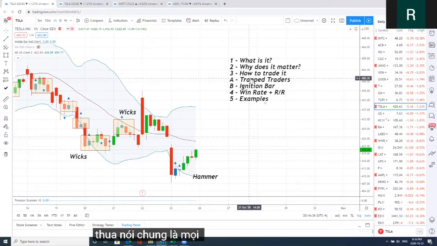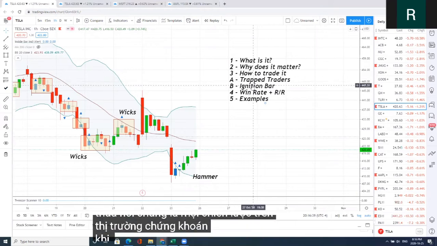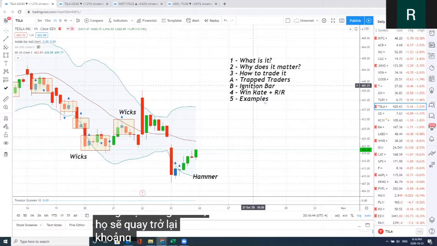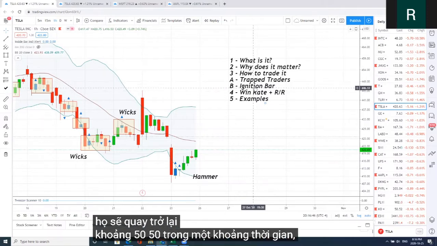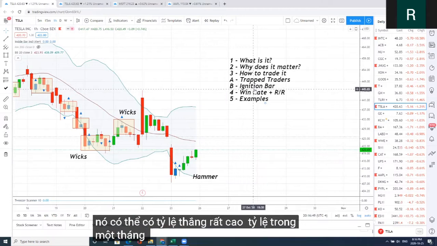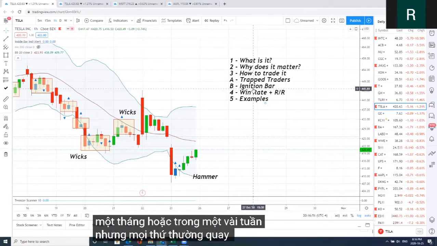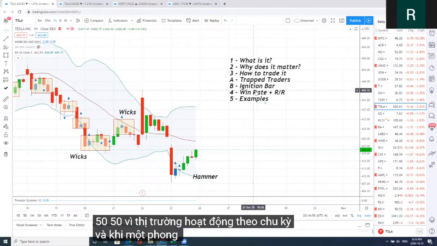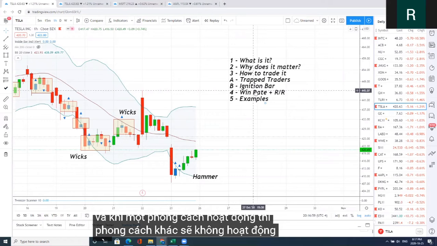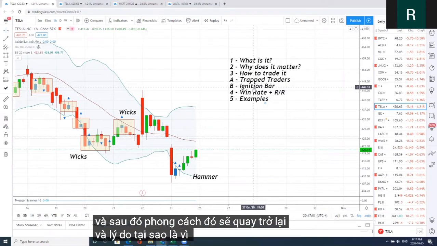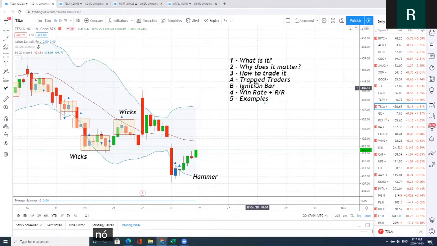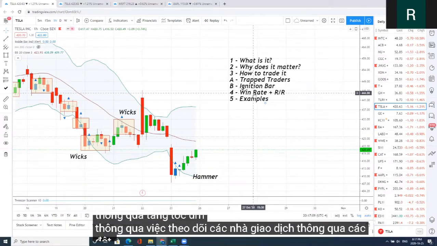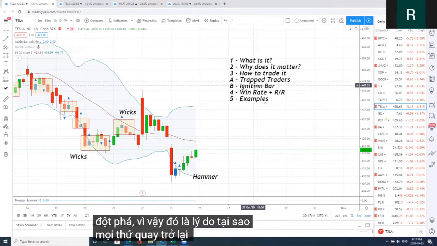In general, for every strategy in the stock market, once you really start trading for a long time, it's going to come back to being around 50-50 over a period of time. It might have a very high win rate for 1 month or for a few weeks, but everything generally comes back to 50-50 because the market works in cycles. And when one style is working, another style won't. And then that style will come back in. The reason why is because the market is always moving through different phases: consolidation, acceleration, trapping traders, breakouts. So that's why everything comes back to a 50-50 win rate.